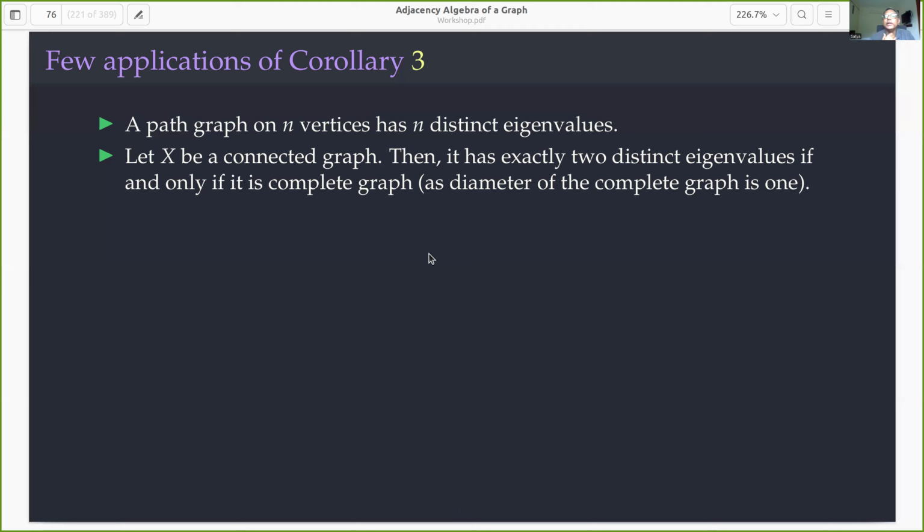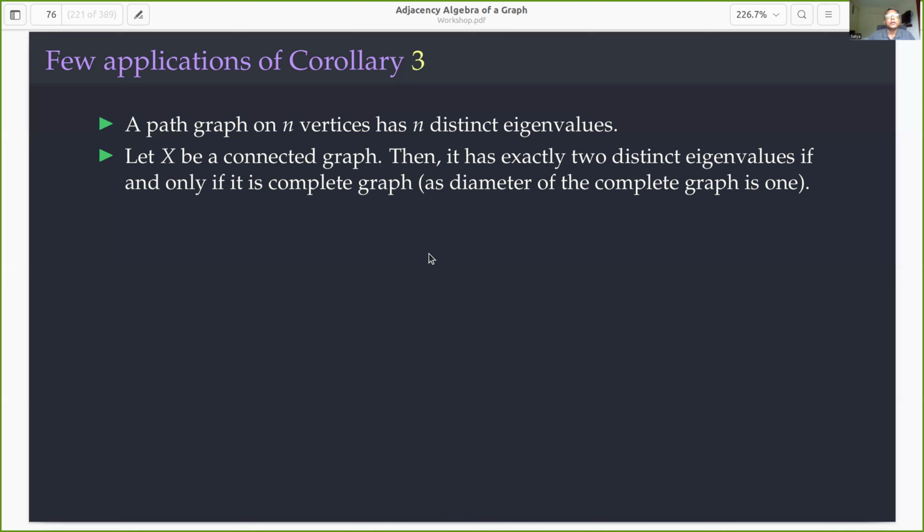I think Preeti can try. If it has two distinct eigenvalues, then what can you say about the diameter? Diameter 1. What is the graph whose diameter is 1? Complete graph. Complete graph only. Yes.